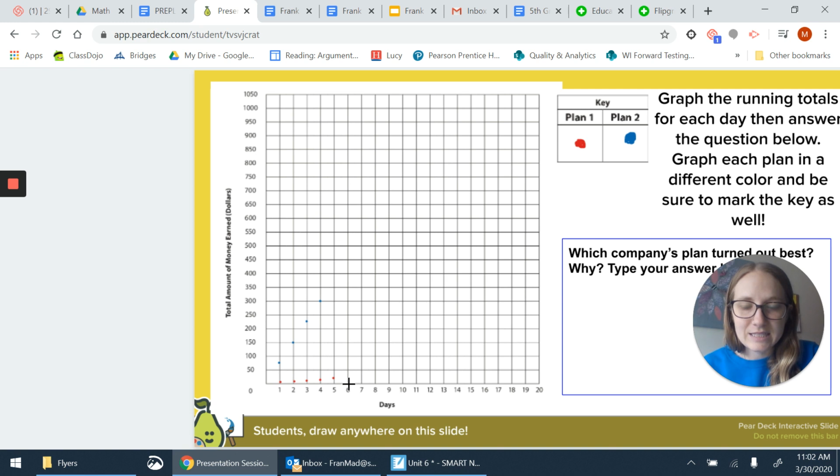And then on day 5, so going to day 5 on my x-axis, on my y-axis, I'm pulling that running total number of $375, and that is where I'll put these.